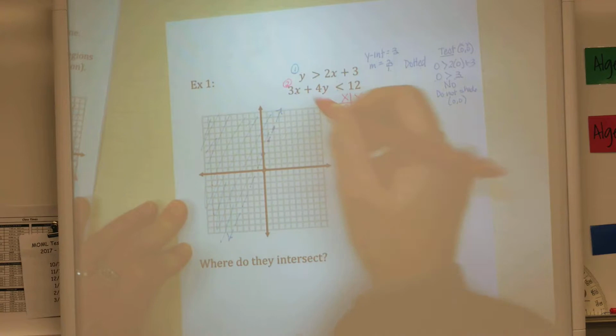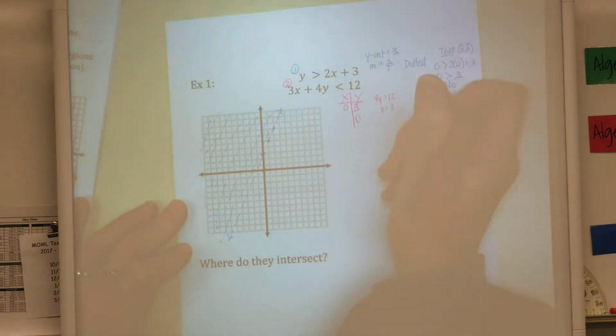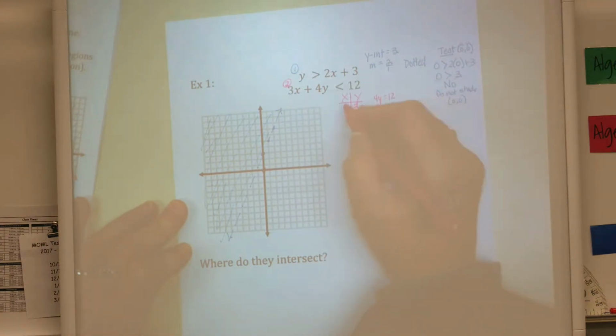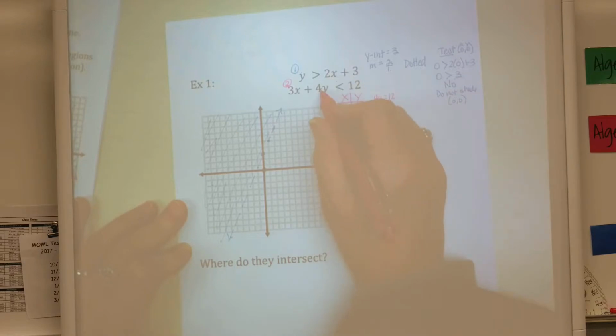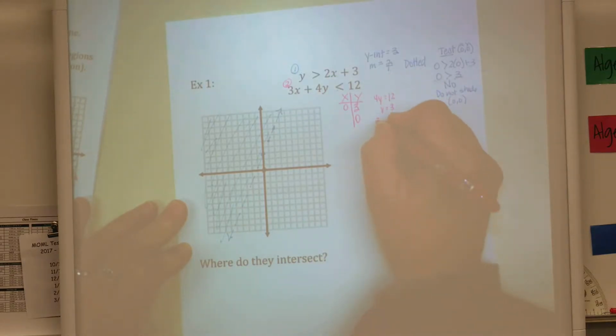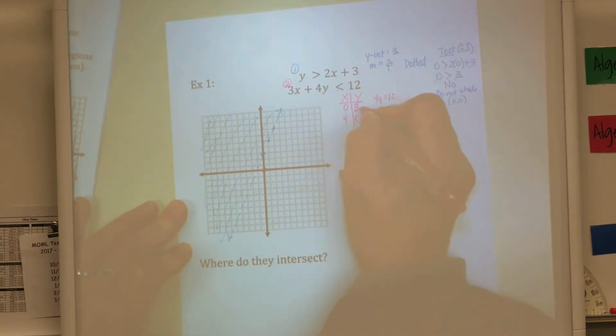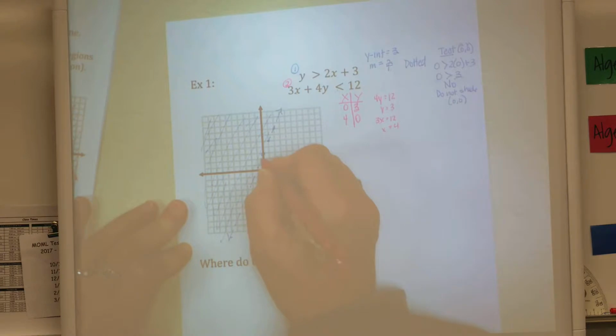And then if I plug in 0 for y, 4 times 0 is 0. I get 3x is 12. If I divide both sides by 3, my x is 4. So these are my 2 points. 0, 3, so left and right 0 and up 3, and over 4, and up and down 0.